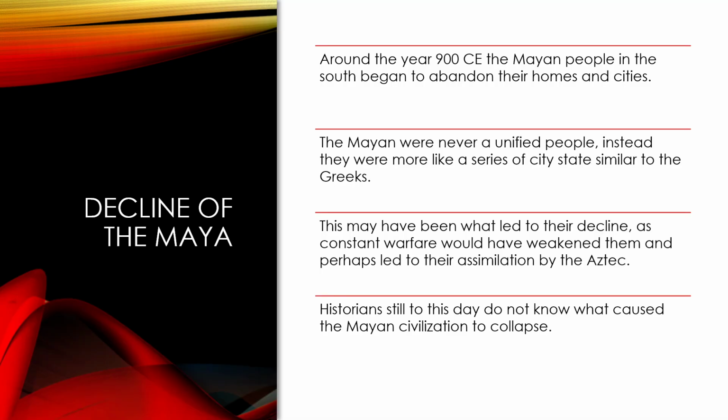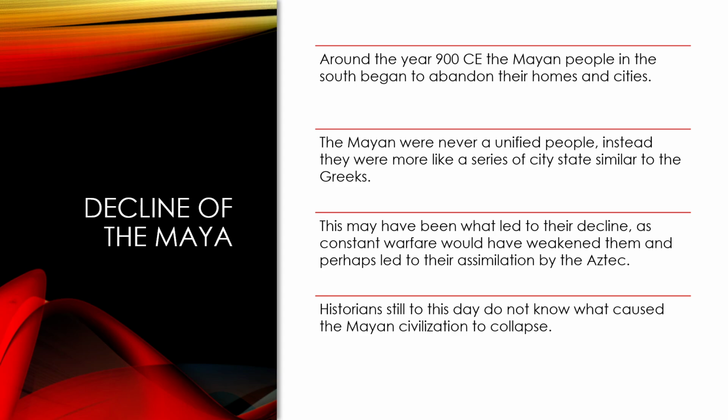So, eventually though, like all things, the Maya are going to end. They're going to decline. And so around the year 900 CE, the Mayan people in the south began to abandon their homes in the cities. And we're not 100% sure why this happens. We have some guesses, we have some ideas, but there's not a lot of evidence to explain why.